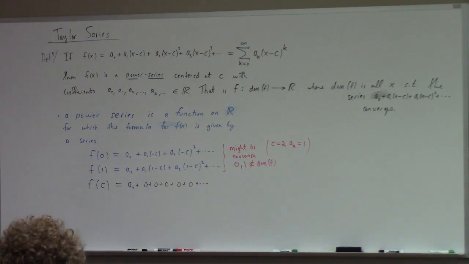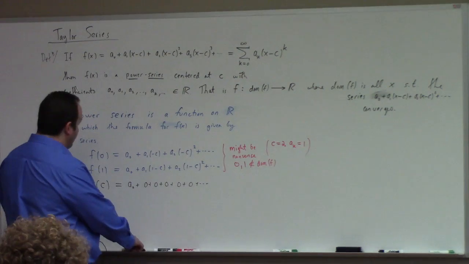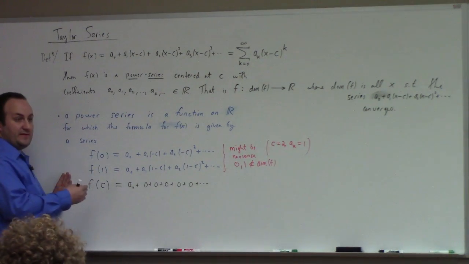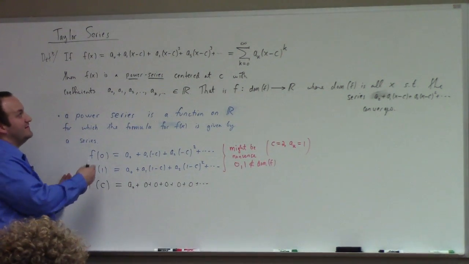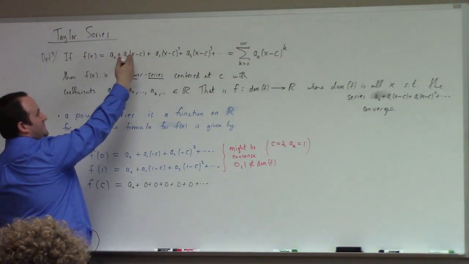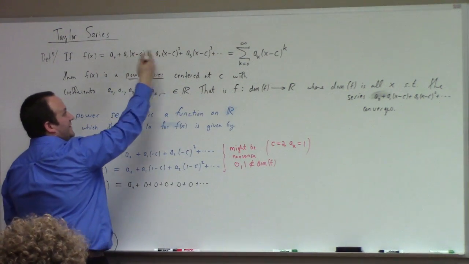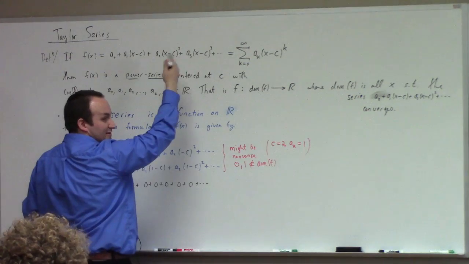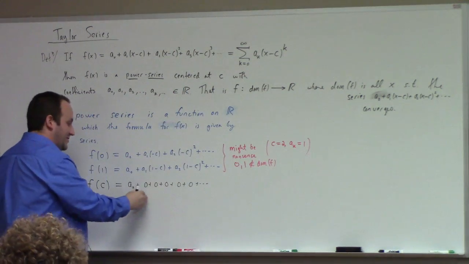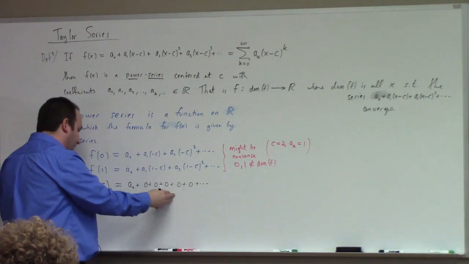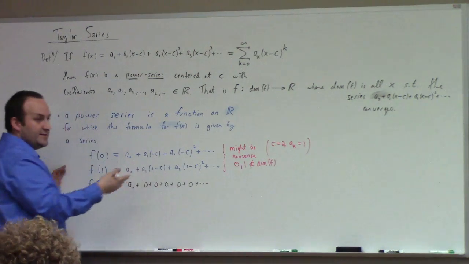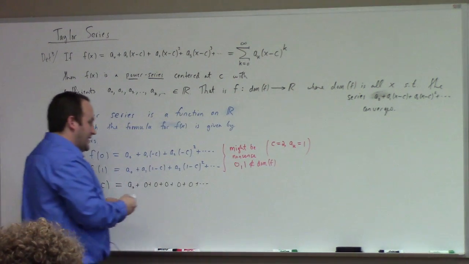But what I wrote in black stands in stark contrast. If I plug in the center of the power series into the power series, what happens? c minus c is 0, c minus c squared is 0 squared. So I get a naught plus 0 plus 0 plus 0 plus 0, and so on. You get the idea. So this is just equal to a naught.